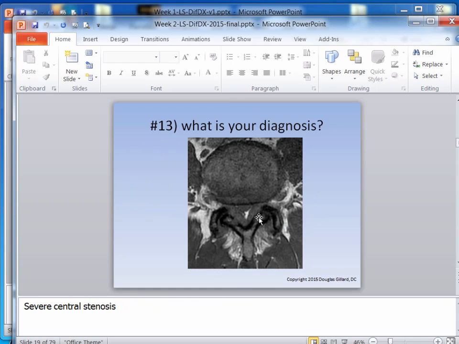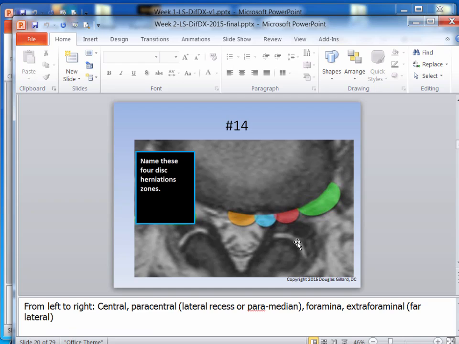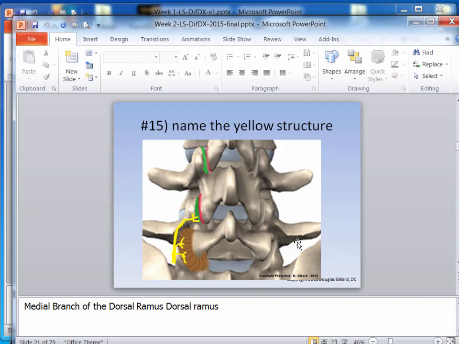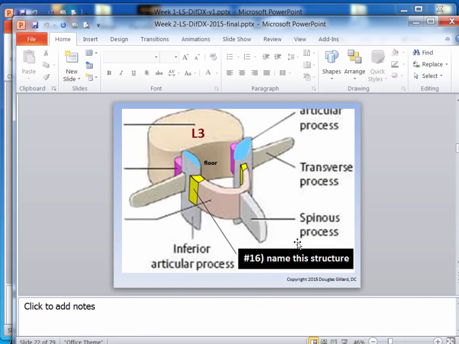What's this again? Severe central stenosis secondary to what are these black things? Ligamentum flavum thickening. Notice the facet joint hypertrophy. So again, make sure you know that nerve. Know those parts of the posterior arch. This drawing didn't show it, but the spinous process is also part of the posterior arch.